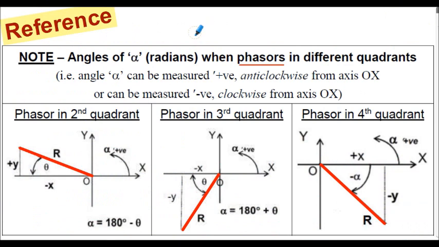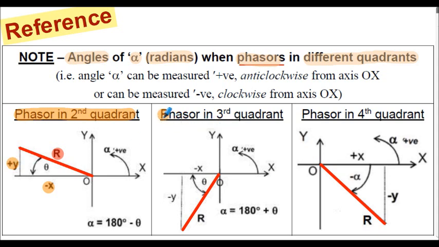And just for reference, this slide relates to the determining of angles alpha, predominantly specified in radians, and the phasors are in different quadrants of our ASTC diagram. Phasors here are represented by the red lines of length r. When the phasor is in the first quadrant, the components of the phasor are both positive, but when the phasor is in the second quadrant, shown here, notice the x component of the phasor is negative and the y component is positive.